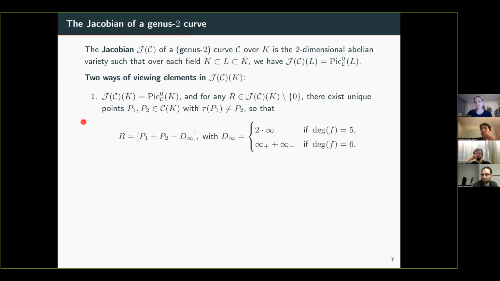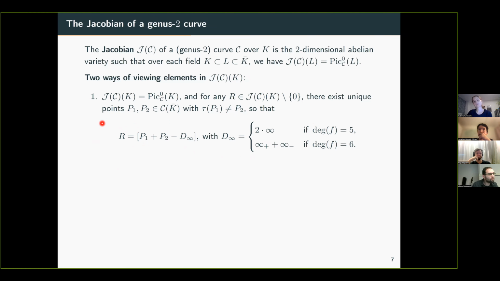And in the genus 2 setting, one can even give a very nice representation of such divisors, and one can show that for each such element in the Jacobian, there exist two unique points on the curve C, so that the element of the Jacobian is represented by P1 plus P2 minus the infinity, where the infinity is just a divisor that has only the points at infinity at its support. So it's either 2 times infinity if the degree of f is 5, or infinity plus plus infinity minus. And so this representation is the one that we will use.